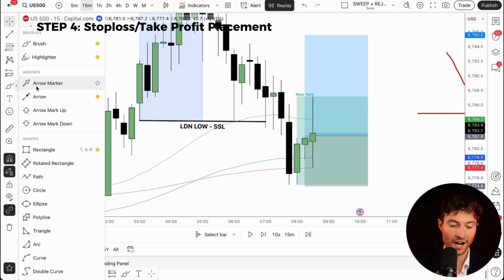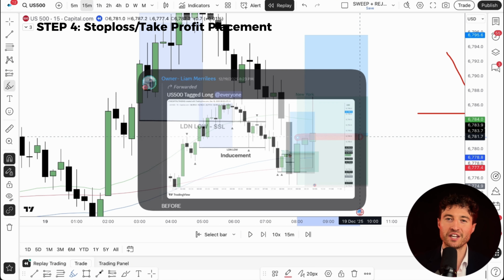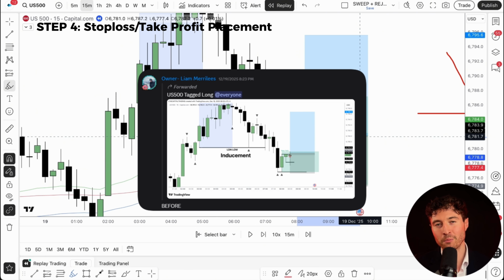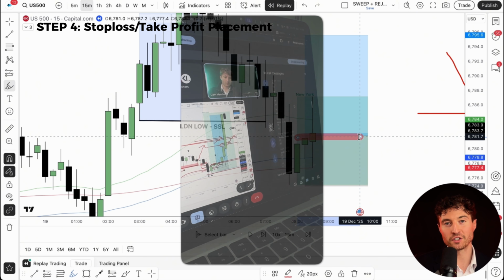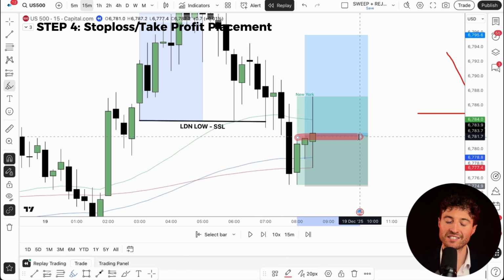So I was actually tagged in this trade right here. And so for anybody thinking that I'm cherry picking this trade, which to be honest is a fair assumption, here was the analysis that was sent ahead of time to my exclusive community. And I actually took this on a live stream with all of my members. And then it was just a case of setting and forgetting.